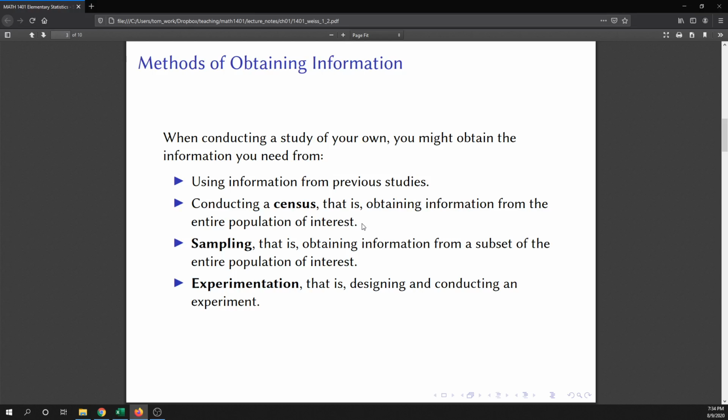Next up is sampling, and that is when you obtain information from a subset of the entire population. So not everybody, you just go out and you take information from some of the individuals in the population that you're studying. As you can imagine, that's generally a lot easier than a census, but you're going to get some variation in the samples when you do that, so you have to learn how to account for that. And then finally, experimentation, when you design and conduct an experiment to maybe help determine if one factor causes another.